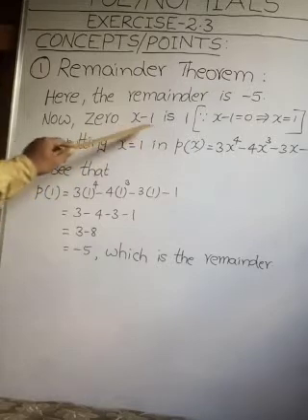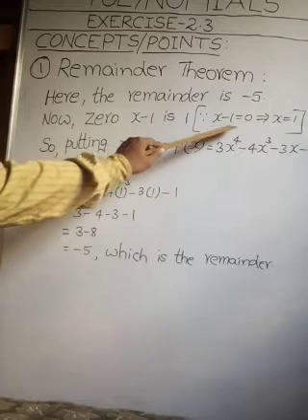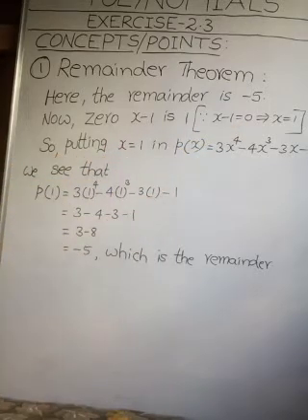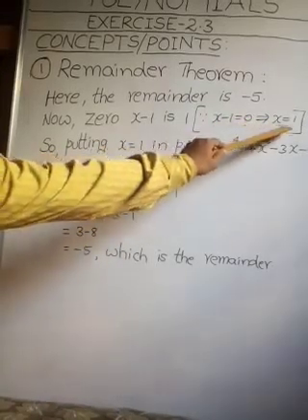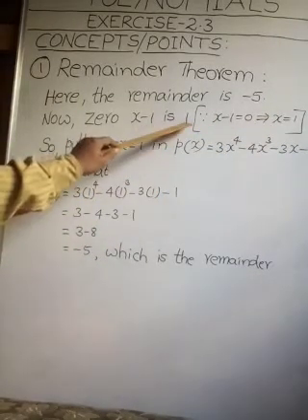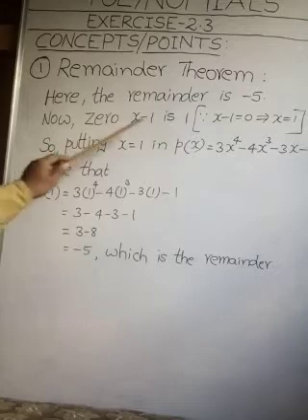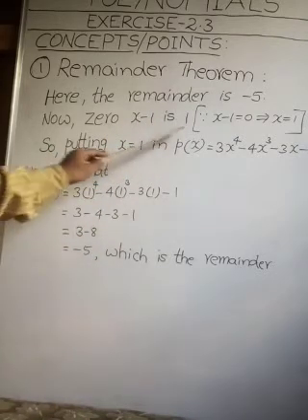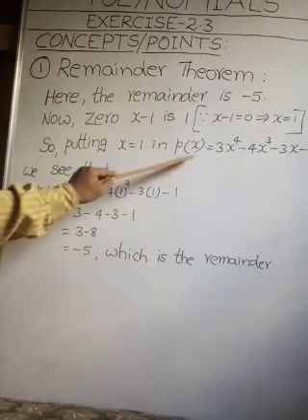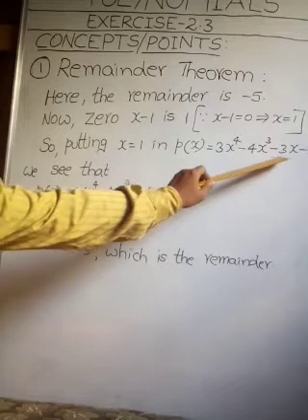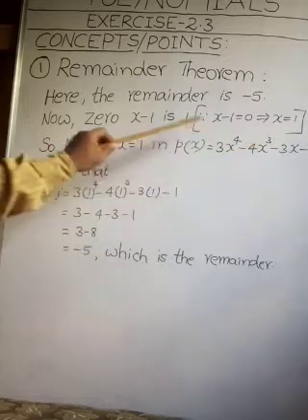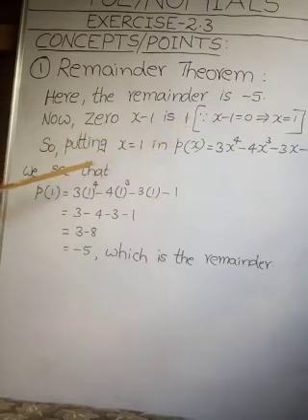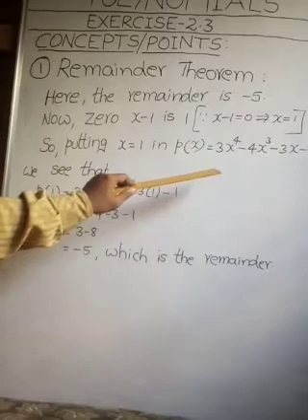If you find the zero of this polynomial, it is 1, because x minus 1 is equal to 0. You know how to find the zero of a polynomial. This is the procedure. So x minus 1 is equal to 0. This implies x is equal to 1. So the zero of this polynomial is 1. So we got the zero of the divisor, that is 1. So putting x is equal to 1 in P of x is equal to 3x power 4 minus 4x cube minus 3x minus 1, this is the dividend. In this dividend, if we put the zero of this divisor, we see that P of 1, in this polynomial we are substituting x is equal to 1.